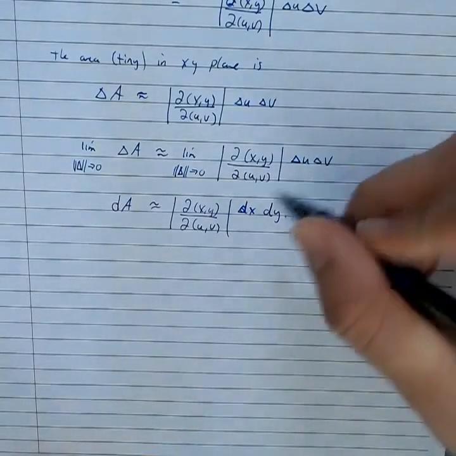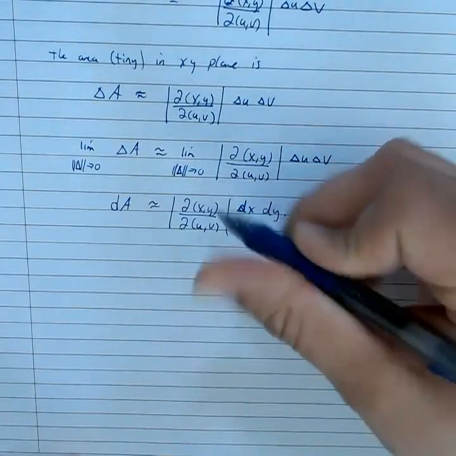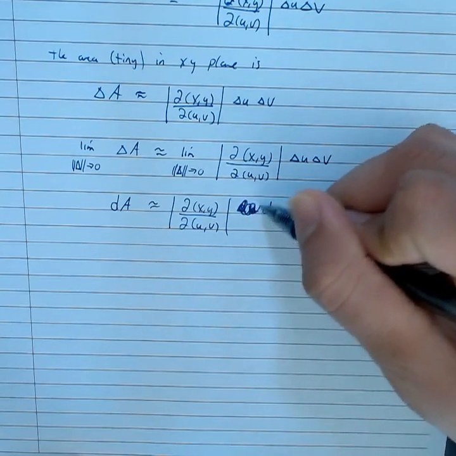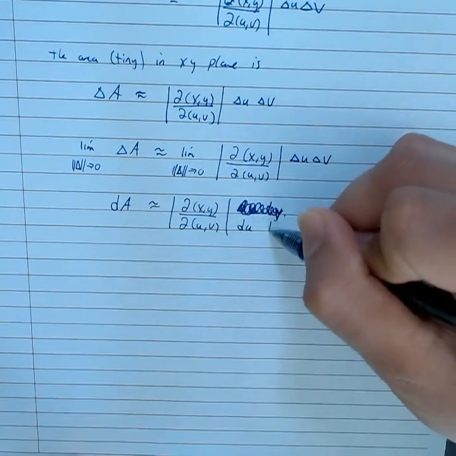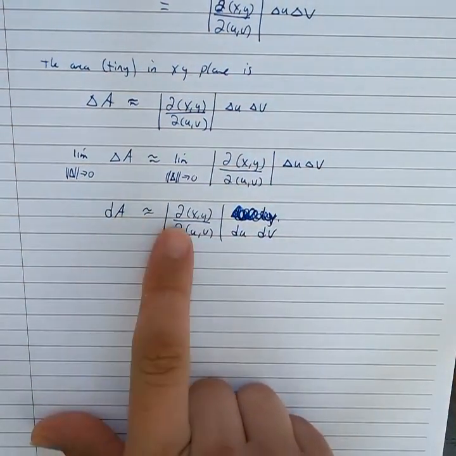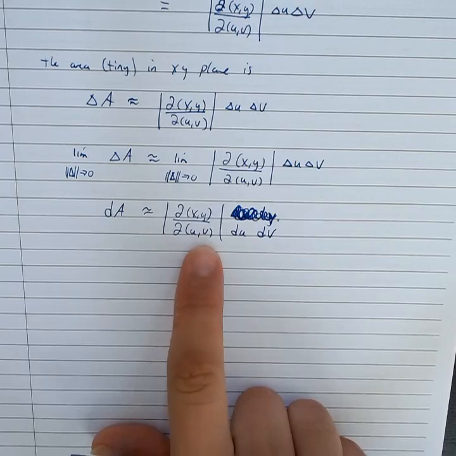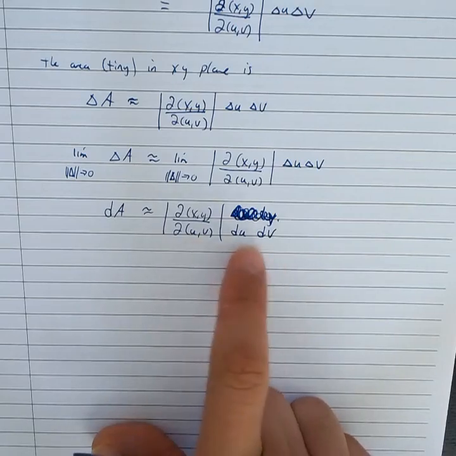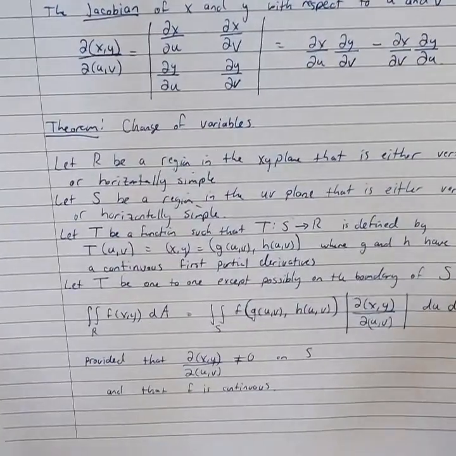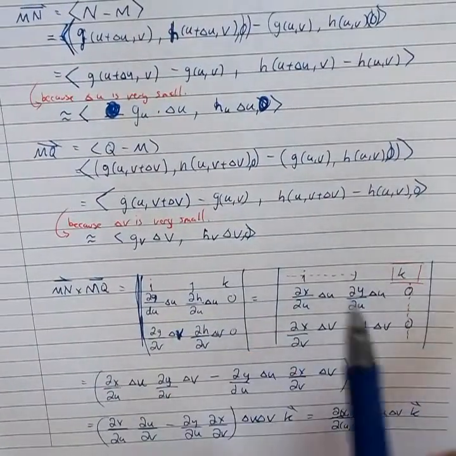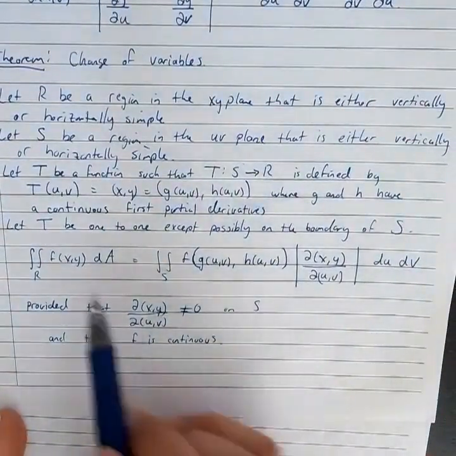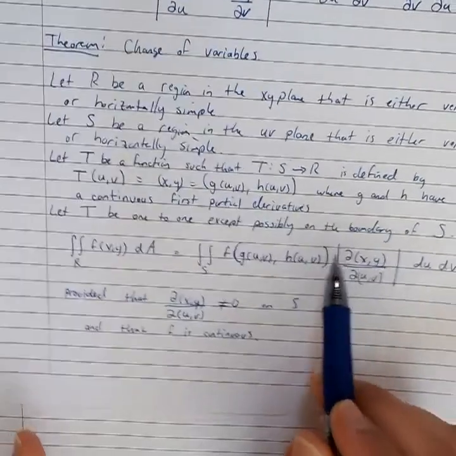Oh, and I've written the wrong variables here. Del U, del V, that should be du, dv. Here, let's just rewrite that. Du, dv. And there we go. So our differential in terms of area can be given by the absolute value of the Jacobian times the differentials in your new coordinate system, which is what we were looking for to complete our proof. This becomes this.